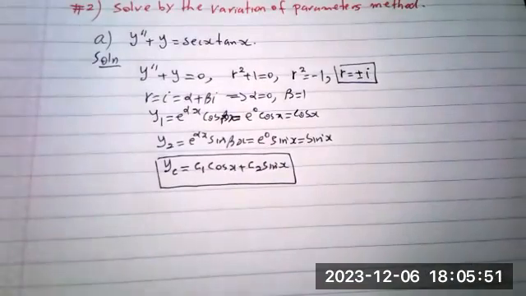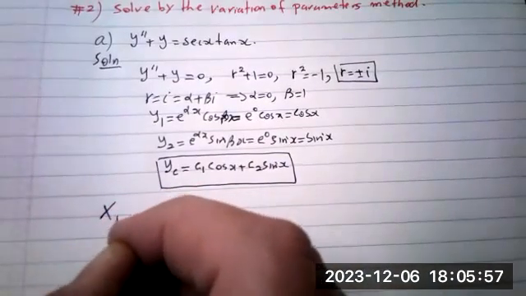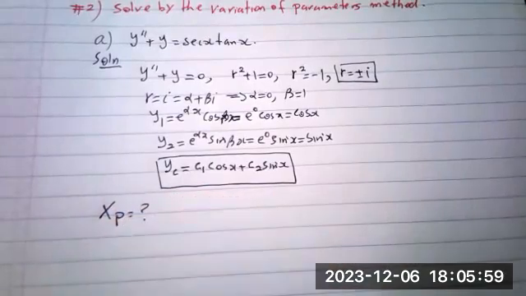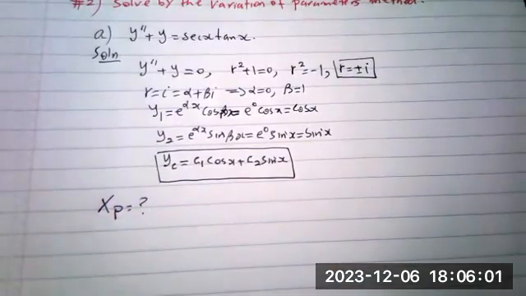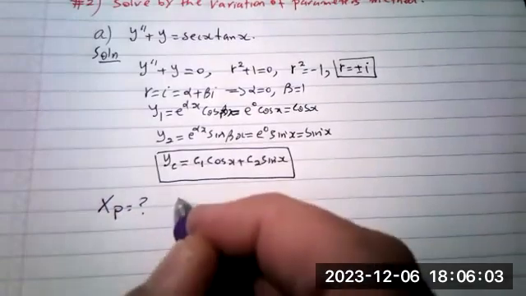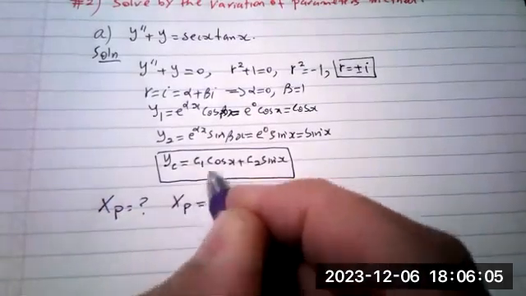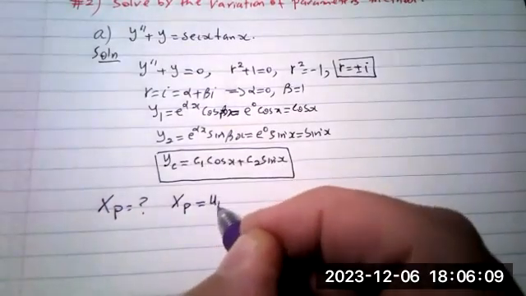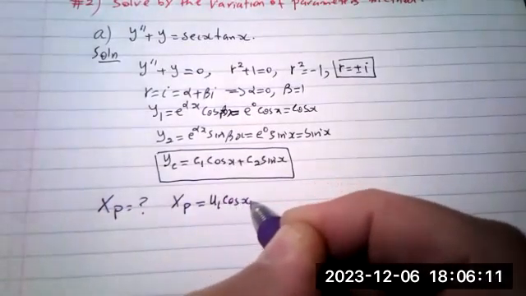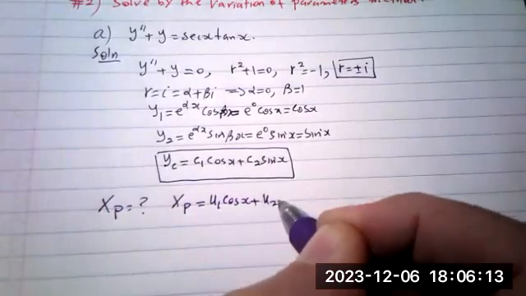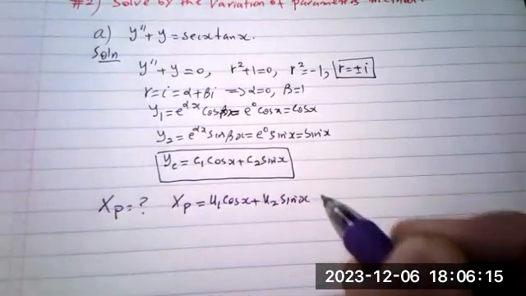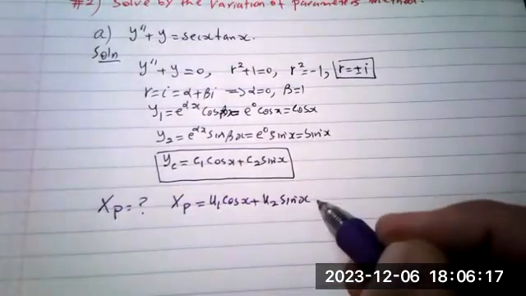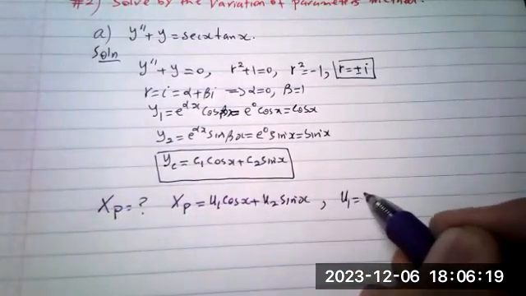Any question? Now the yp. We need to find the yp, the particular solution. The method is variation of parameters. So the suggestion is for yp, you change these constants into functions. So it's going to be u1 cosine of x plus u2 sine of x. So we have to find u1 and u2.